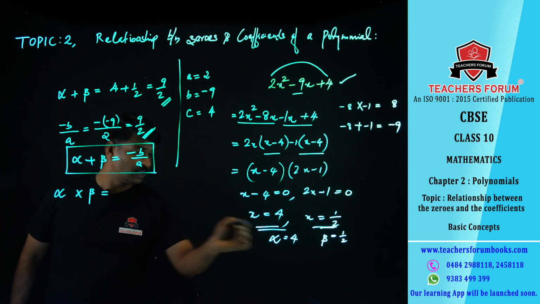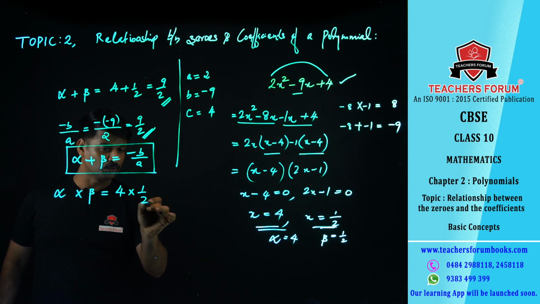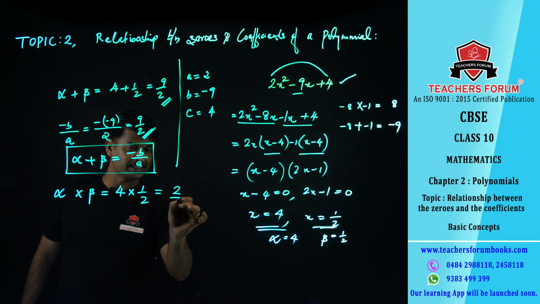What is alpha here? Alpha is 4. What is beta? 1 by 2. So what is product of zeros, alpha into beta? 4 into 1 by 2, that is 2.